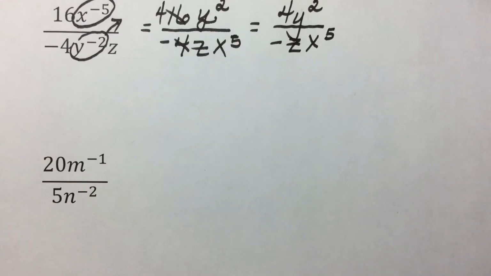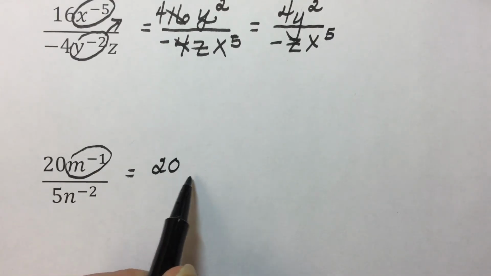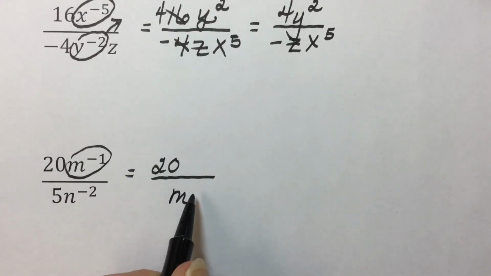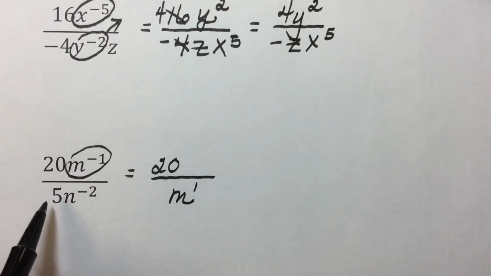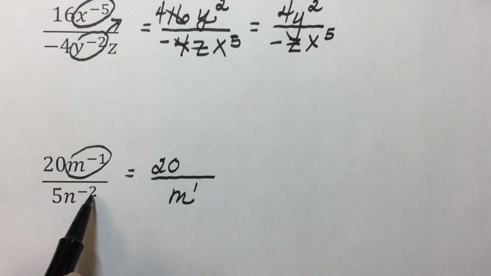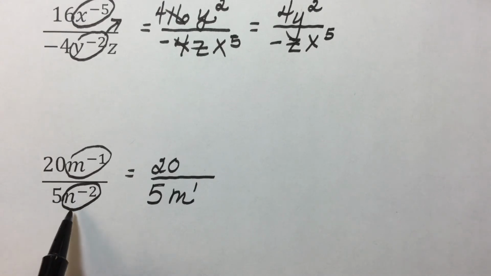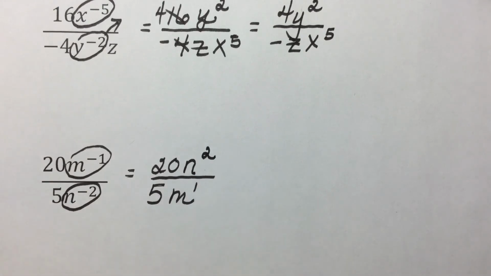In this example, we have negative exponents again, and we can move this factor to the denominator, leaving the 20, so that it becomes m to the positive first power. In the denominator, it is only the n that's to the negative 2 power, so 5 stays in place, but the n to the negative 2, to make it positive, will switch to the other side of the fraction bar to change the sign of the exponent.